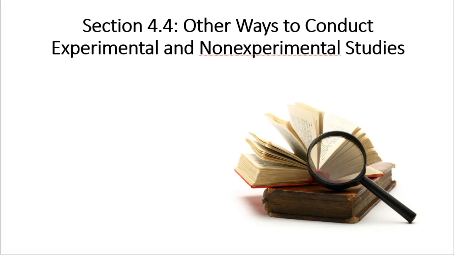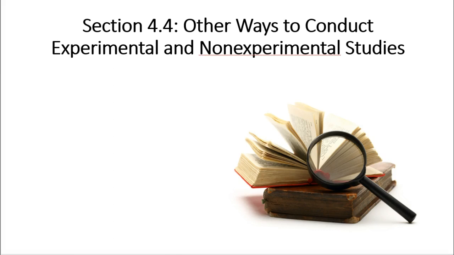In section 4.4, we're going to look at other ways to conduct experimental and non-experimental studies. There are many ways to set up an experiment. There's an entire course dedicated to learning about experiments. Watch the video on the top of page 17 to learn about some basic designs. Sometimes simple random samples are not the best or most feasible method of sampling. We're going to look at 2 other sampling methods here. The first is cluster random sampling.